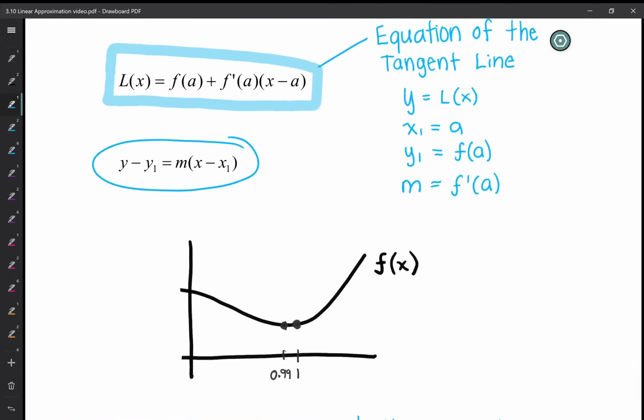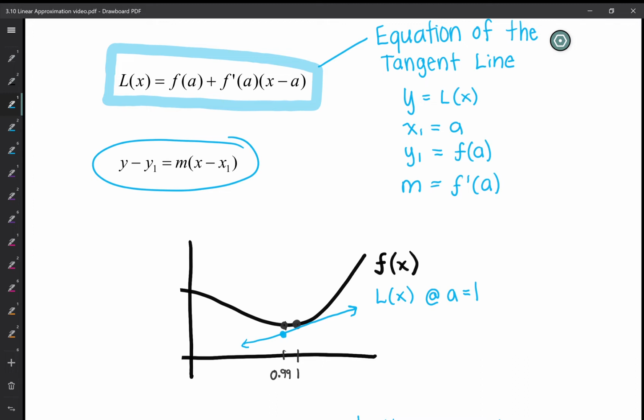If we look at a picture of a graph to help us with this, L of x at a is equal to 1 would be the tangent line at a is equal to 1. And it's important to note the gap between L of 0.99 and f of 0.99. L of x is an approximation.